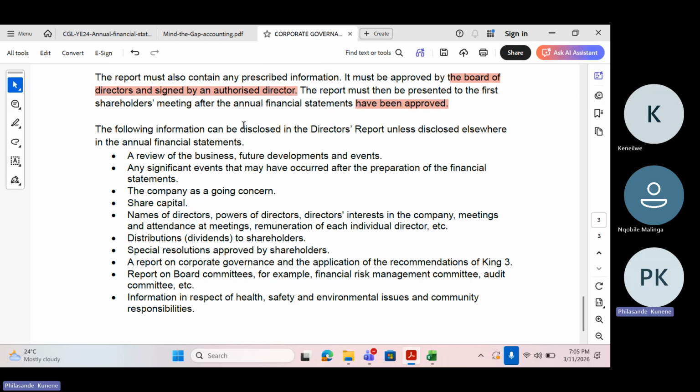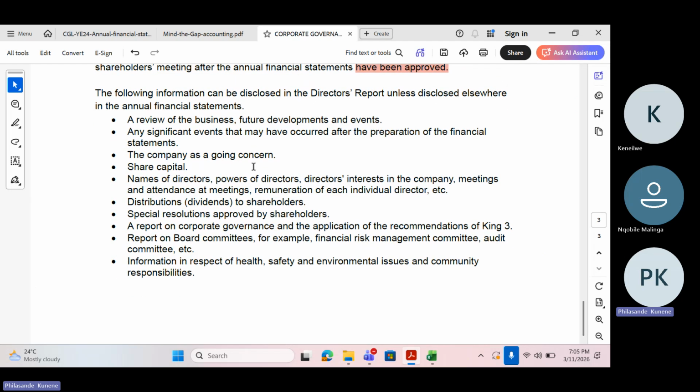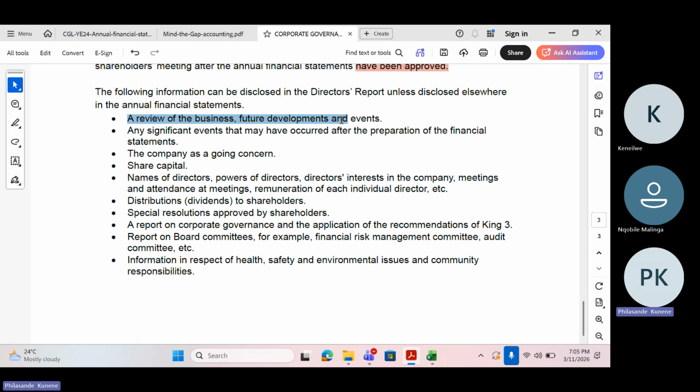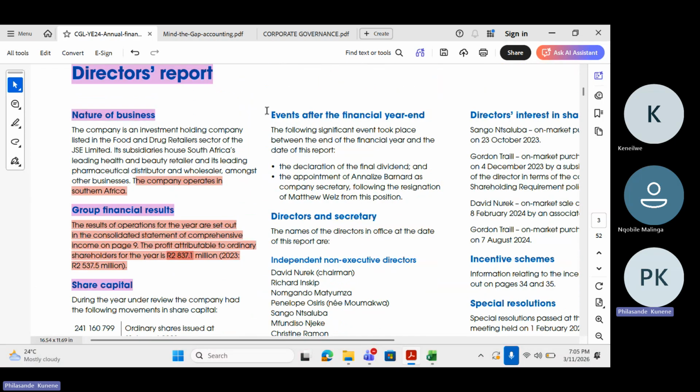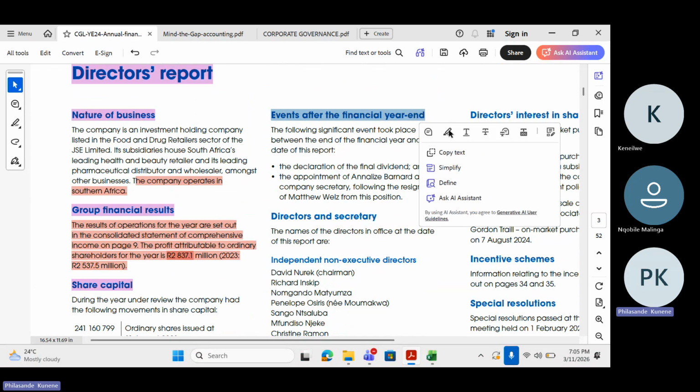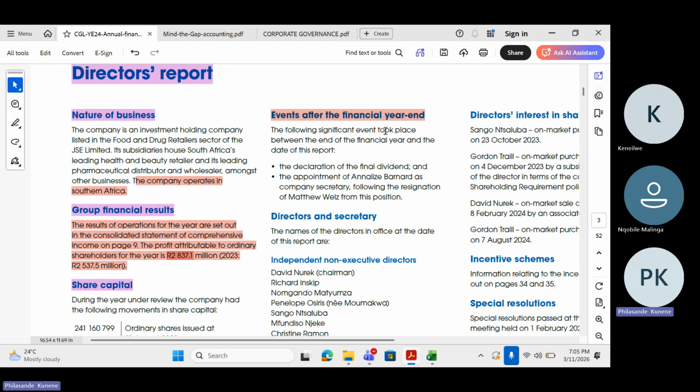The following information can be disclosed in a director's report unless disclosed elsewhere in the annual financial statements: a review of the business, future developments and events. Those are the things that should be part of the director's report. I saw events, they are there. You see there are events after the reporting date, after the financial year. As I was telling you guys, if today we prepare the financial statements and the day after the company's assets get banned, it must be reported.